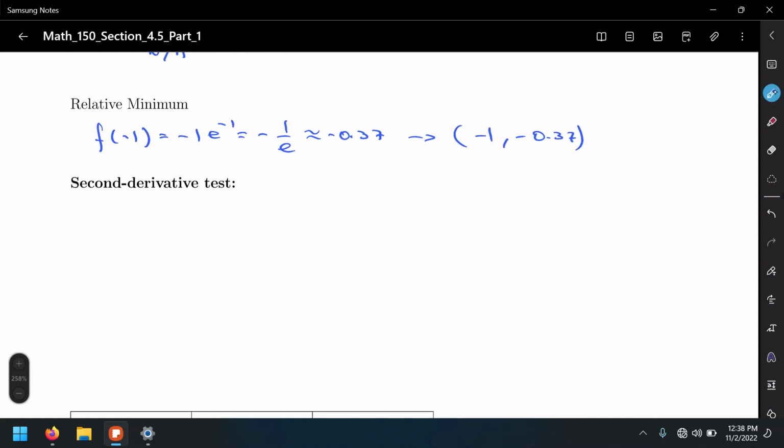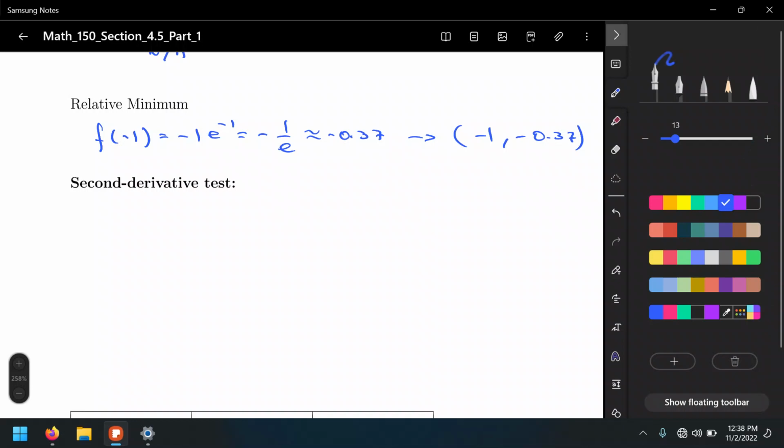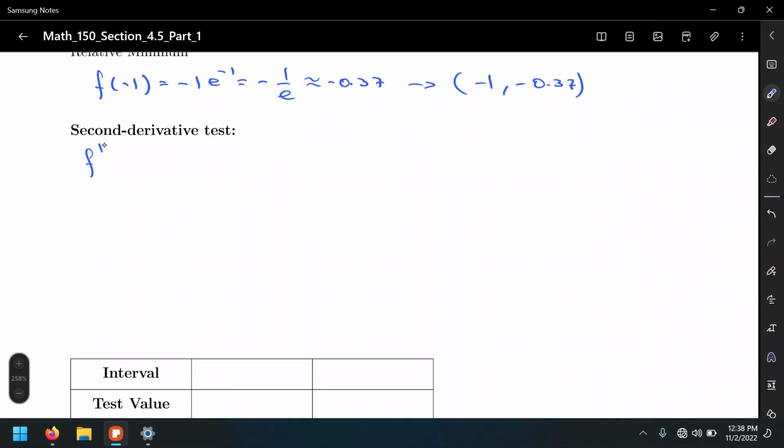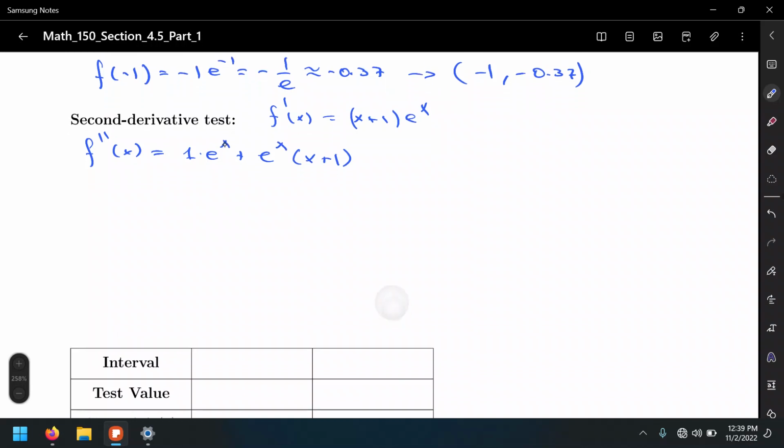Let's do the second derivative test. So f double prime would be the derivative of the first derivative, which is x plus 1 times e to the x. Let's take the second derivative. The derivative of x plus 1 is 1 times e to the x, plus the derivative of e to the x, which is itself, times x plus 1. So what are we going to get out of this? Number 1, we need to simplify this second derivative, so when we set it equal to 0, we end up with an easy equation to work with.